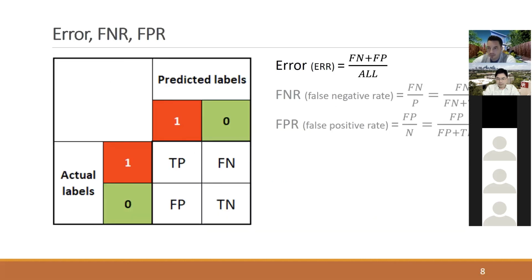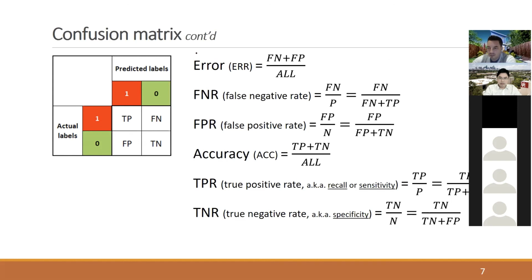So let's do it one more time, this time with a different approach. Error. When we talk about these, let's talk about them in two groups. The first group is the error group. It describes the errors that the model makes. The second group is accuracy. It describes the correctness of the model.